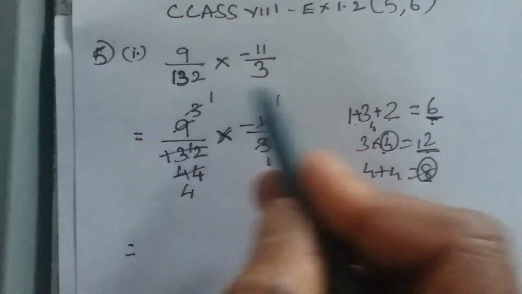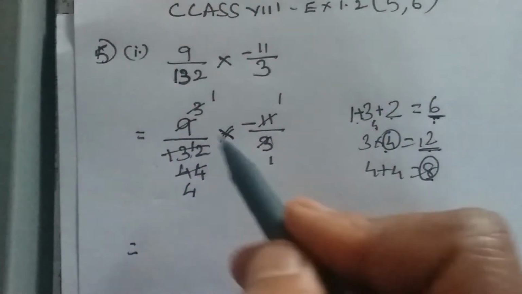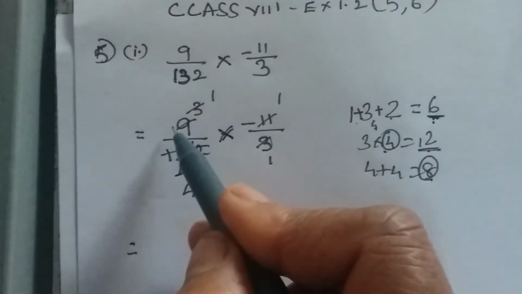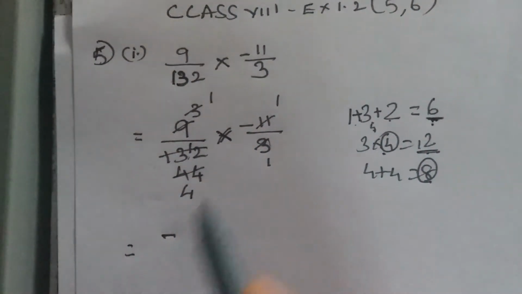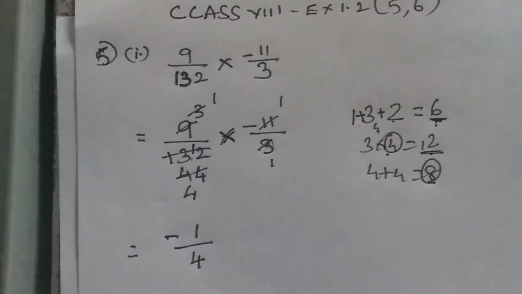Now check, once you get 1 and 1, it cannot be cancelled further. So just you have to multiply both the numerators and multiply both the denominators. What is the sign here? Plus into minus. When you multiply two different signs, minus. 1 ones are 1, by 4 ones are 4. That's all. The first sum is over.